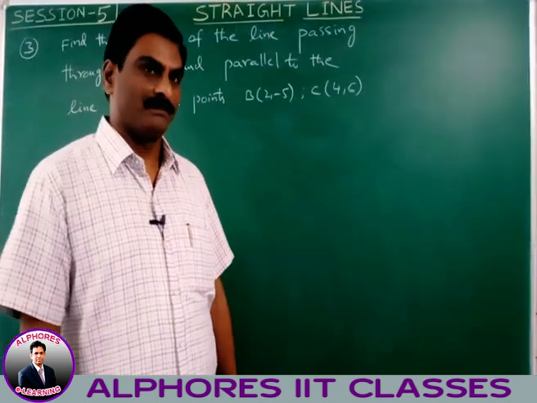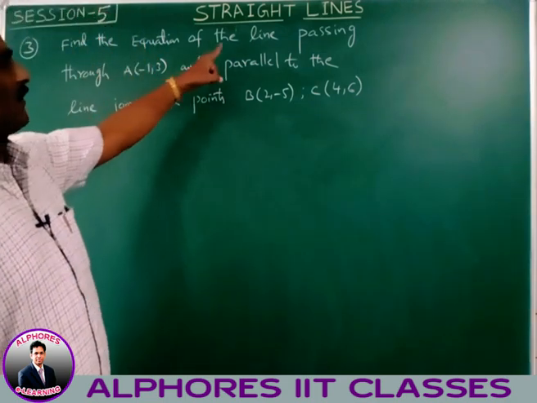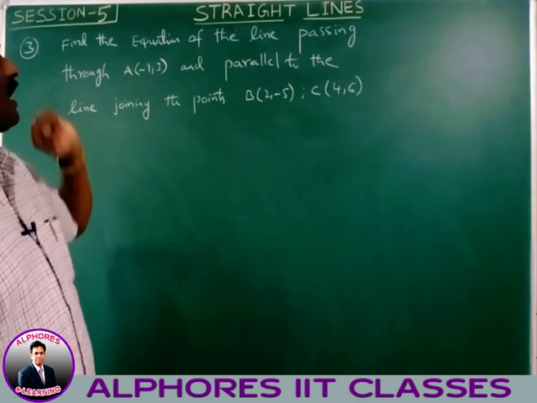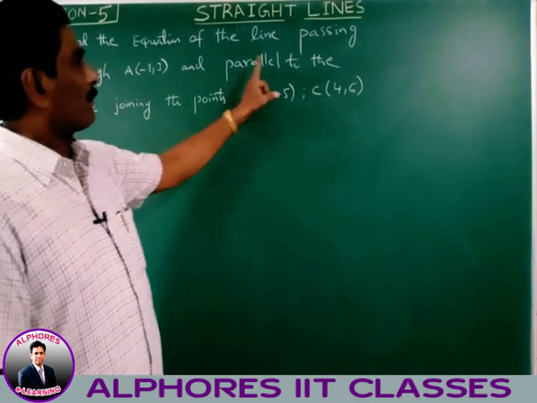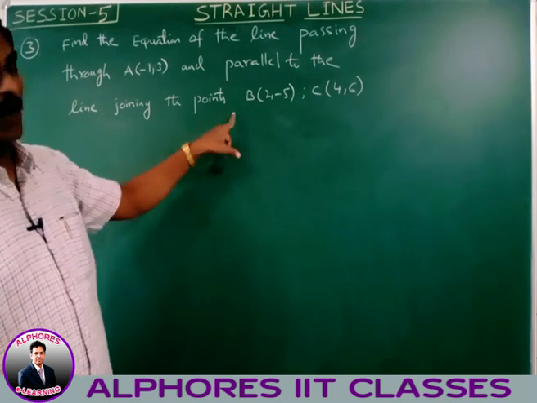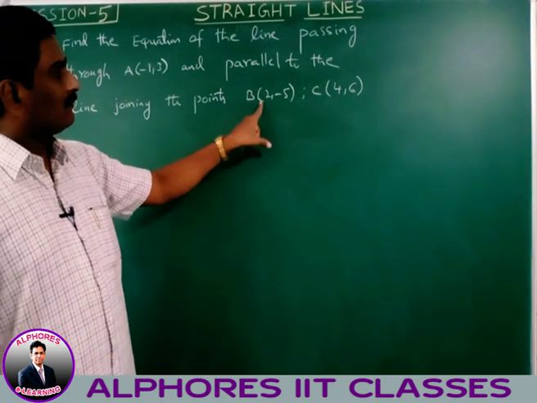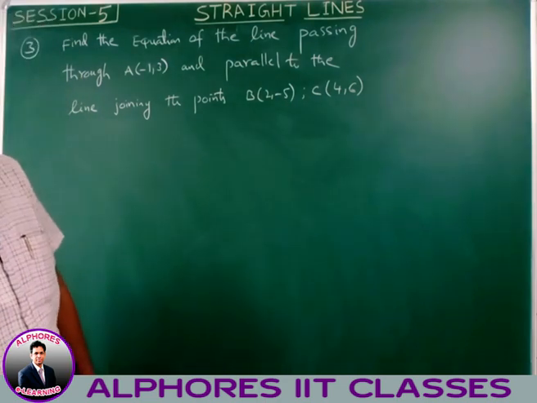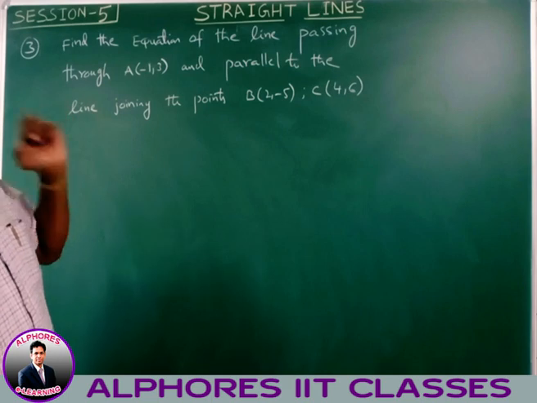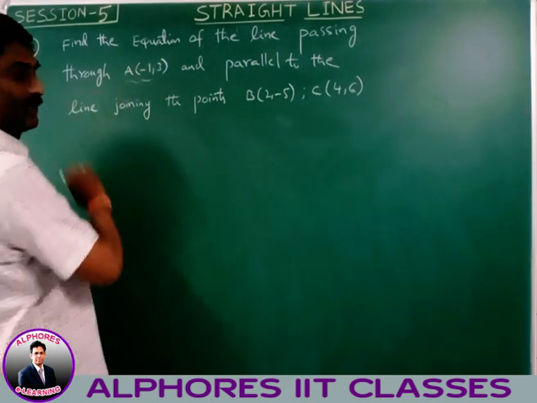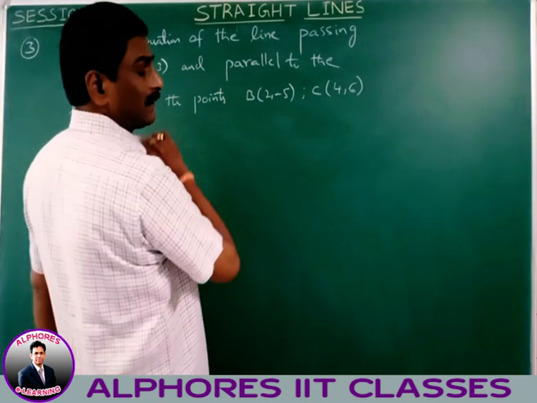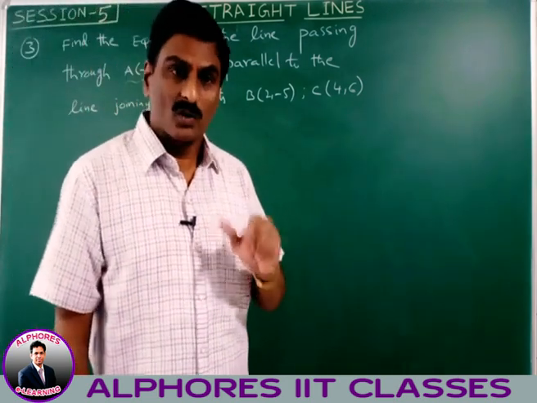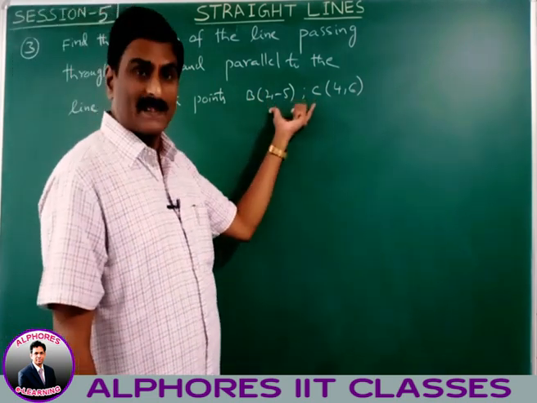Next, third question. Find the equation of the line passing through A(-1, 3) and parallel to the line joining the points B(2, -5), C(4, 6). In this case, we find the equation of the line that passes through this point and is parallel to the line BC. If two lines are parallel, what is the condition? The slopes are equal. So first we find the slope of BC.